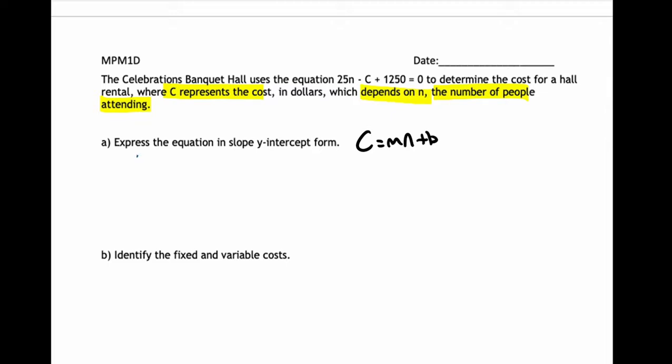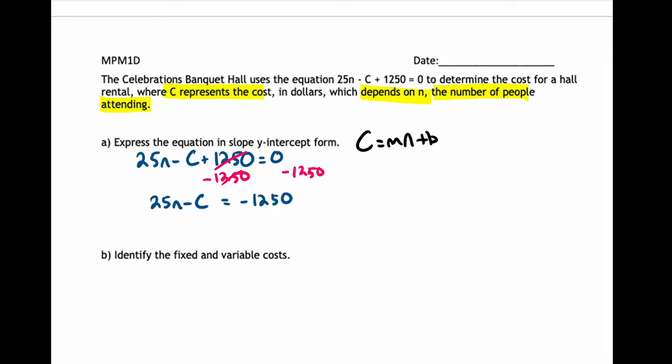So if I start off with my equation, 25n minus c plus 1250 equals 0. We now know the general form that we want to get it into, so we go through the same steps that we've been doing. I want to move this constant over, so minus 1250 from one side, minus 1250 from the other side. One side cancels out, and you're left with 25n minus c equals negative 1250.